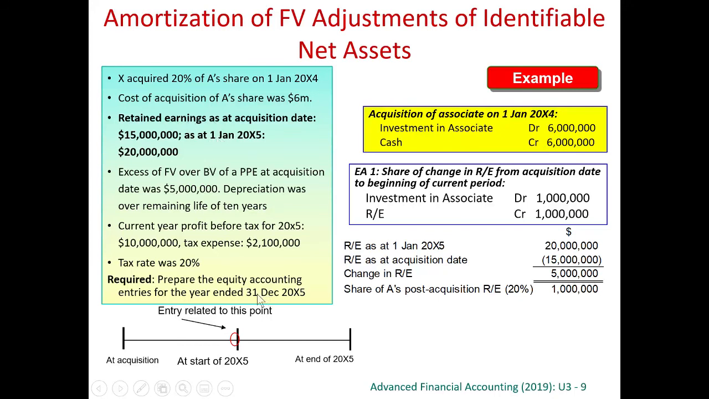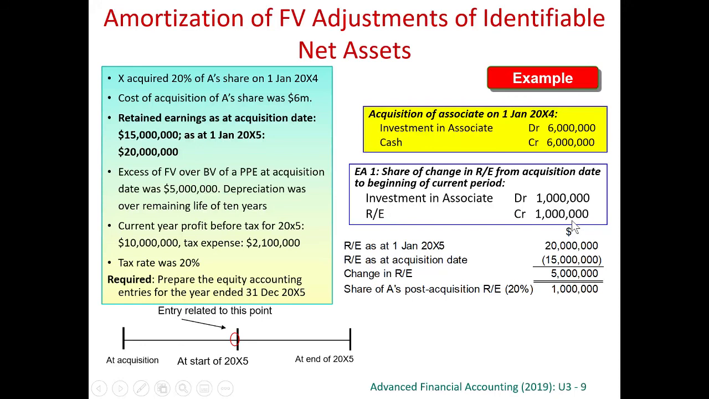Now, it is already 31st of December 2005. We need to prepare the equity accounting entry on 31st of December 2005. So 2 years have passed. 1 year is 2004. Now it is 2005. Anyway, the retained earnings at the acquisition day was 15 million. At the beginning of the current year, it increased to 20 million. Therefore, we will share this increase in retained earnings. So the retained earnings increased by 5 million. As a 20% associate, we can share 20%. Therefore, we debit investment in associate 1 million and we credit retained earnings 1 million.